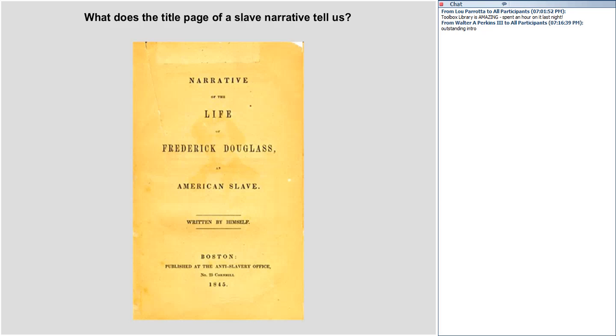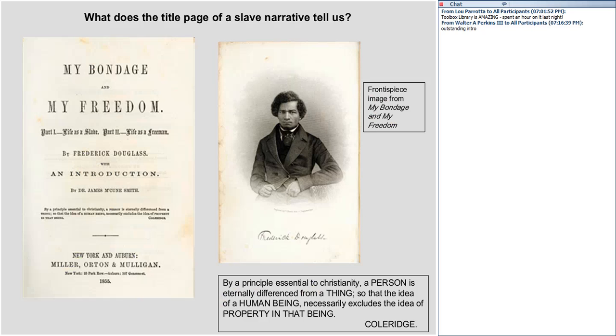Let me go forward to the title page of Douglass's second autobiography. If you'll have a look at slide 26, this is the title page of the 1855 version of Douglass's autobiography, which he entitled My Bondage and My Freedom. This is a much bigger book than the narrative. The narrative is a relatively short text. I think many of you are familiar with the narrative. Some of you may be familiar with My Bondage and My Freedom. Just look at the title page of My Bondage and My Freedom.